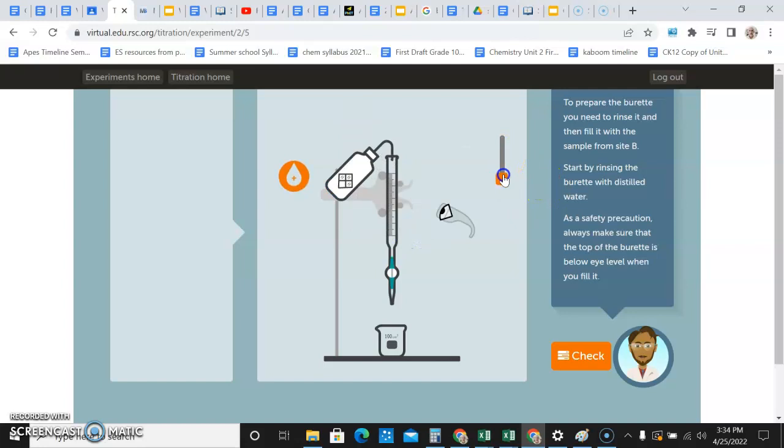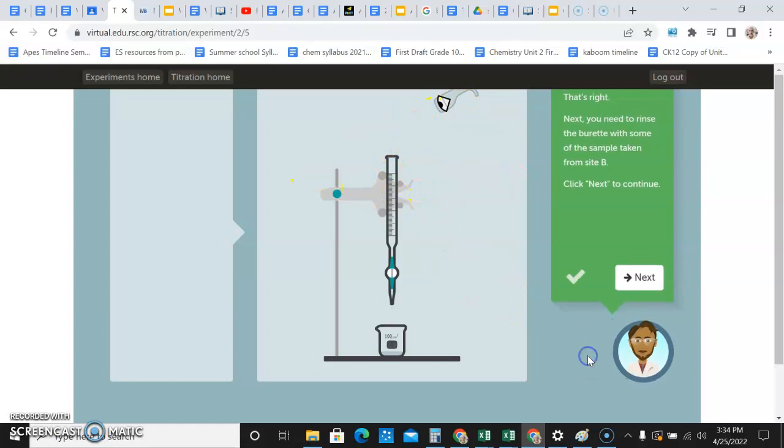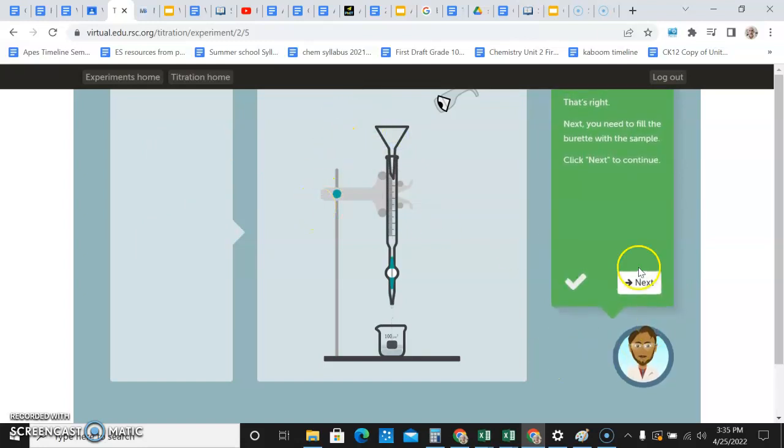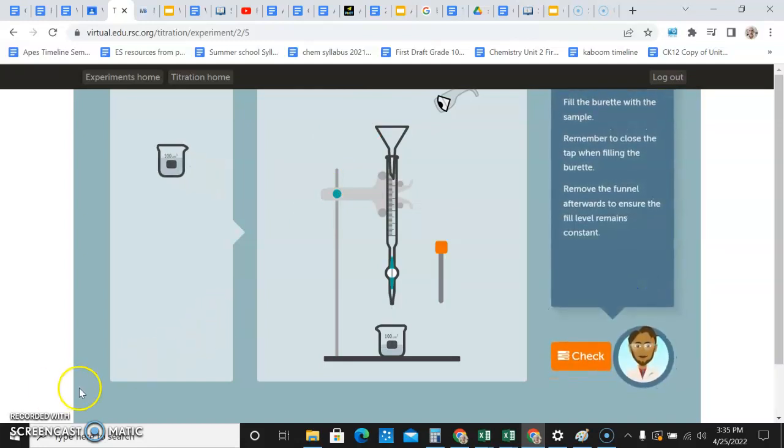Oh yeah, you gotta. You don't want to pour these chemicals all over yourself. So that's why they're saying to look from above. I've had students who've poured the chemicals on themselves before. Okay, now we want to rinse it with a little bit of our sample. Okay, we're going to run out of time on our video soon. Hope it doesn't cut out.